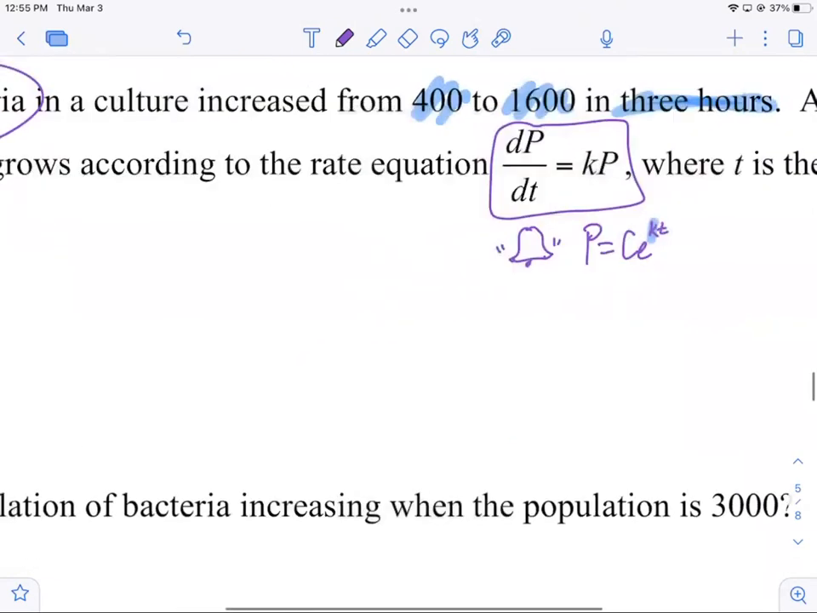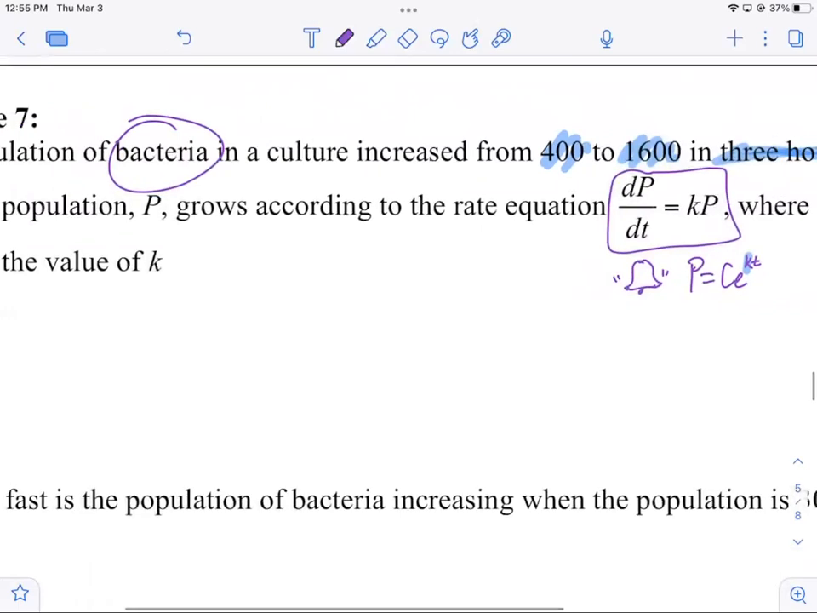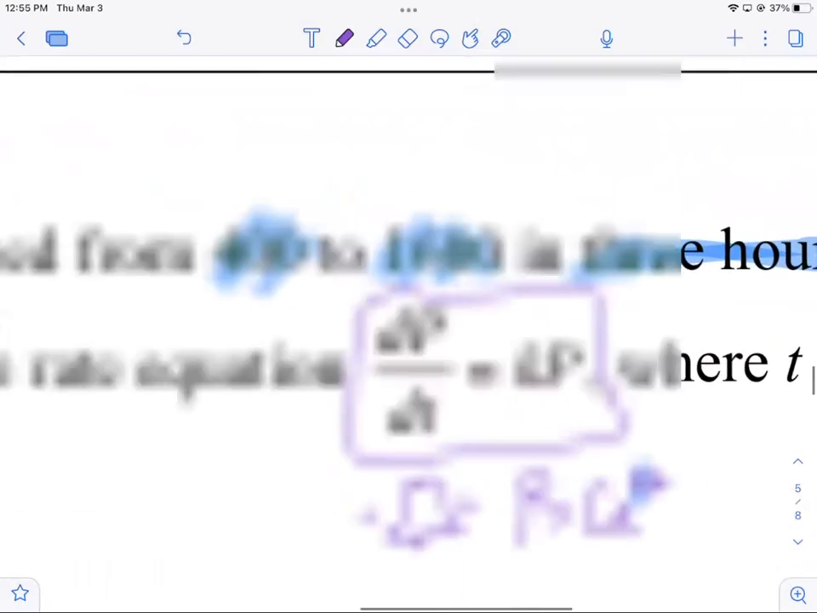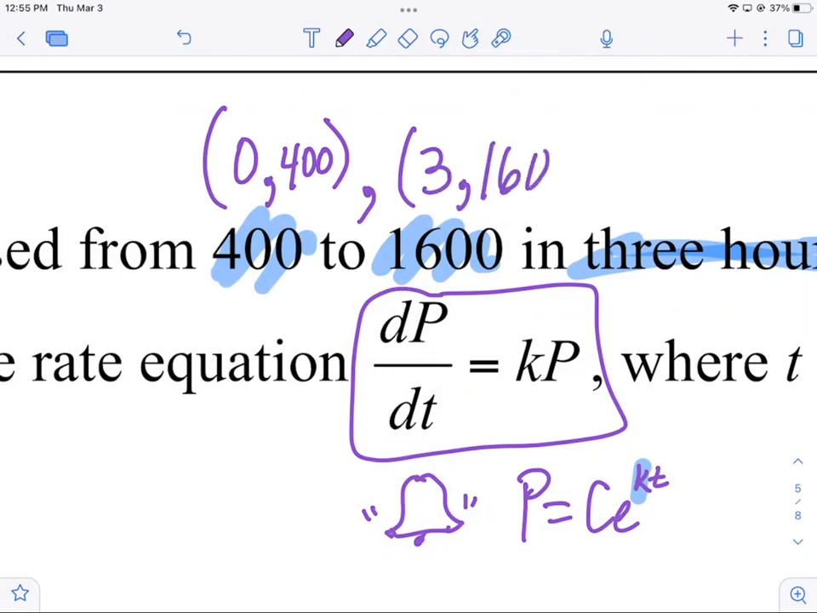Okay. We need to actually find the constant of proportionality. So here's what we could do. It went from 400 to 1600 in 3 hours. You can actually create two ordered pairs out of here. We don't know what time it started, but let's start our clock at t equals 0 when it was 400 bacteria. Then I can create another ordered pair. 3 hours later, it went to 1600, right?